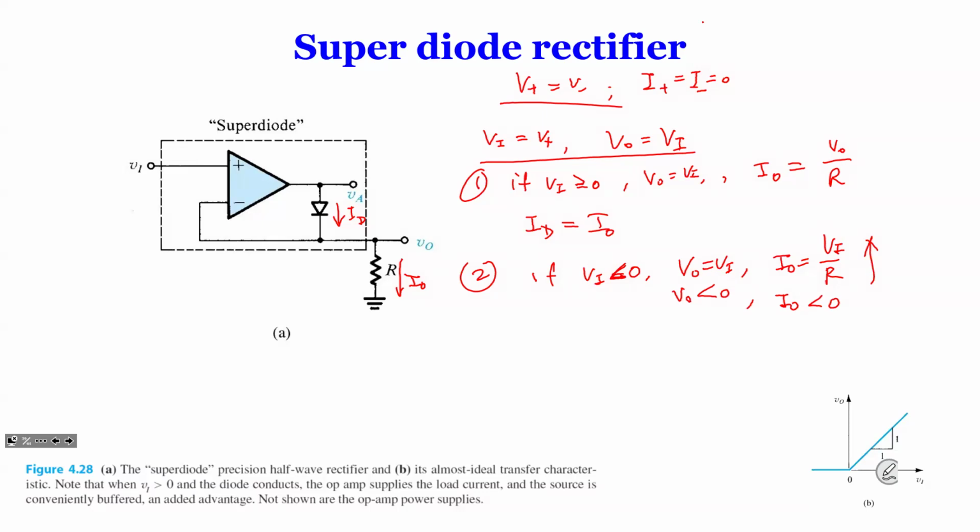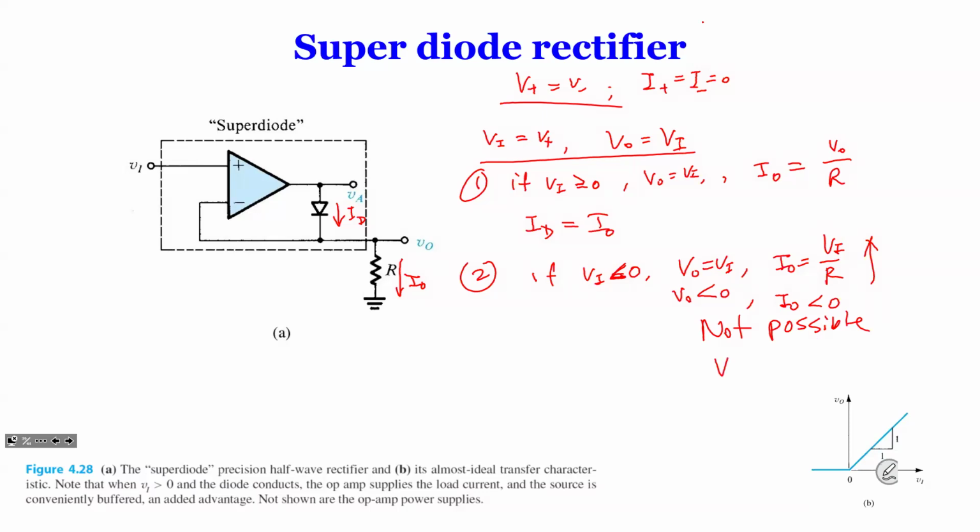Why not possible? Because no current can go through the diode. So you have current flowing up from ground to R. It cannot go to the inverting terminal because it takes 0 current. It cannot go up through ID. So therefore, it's impossible. So what we are saying is, no, it's not possible.